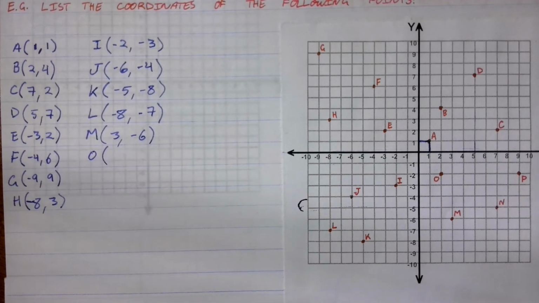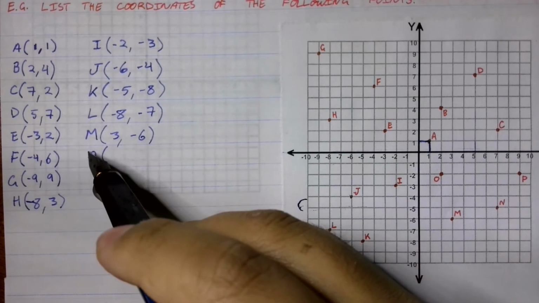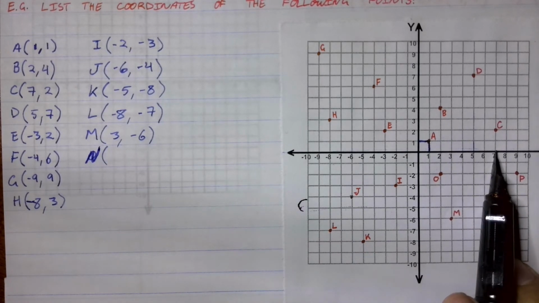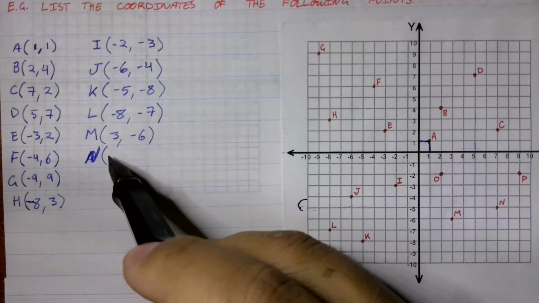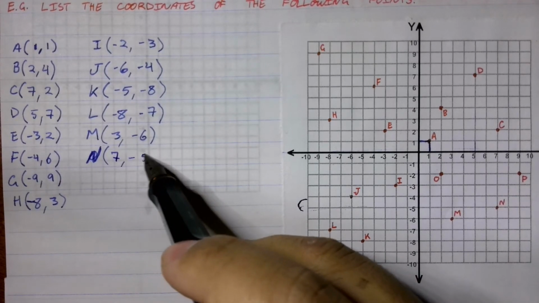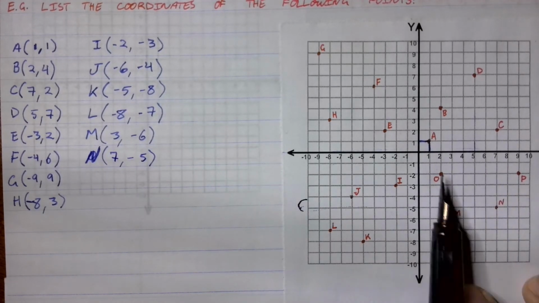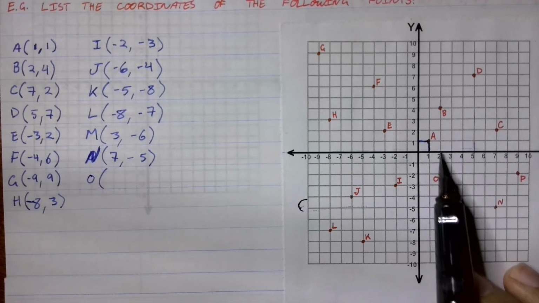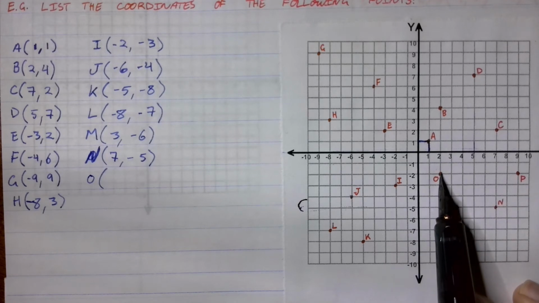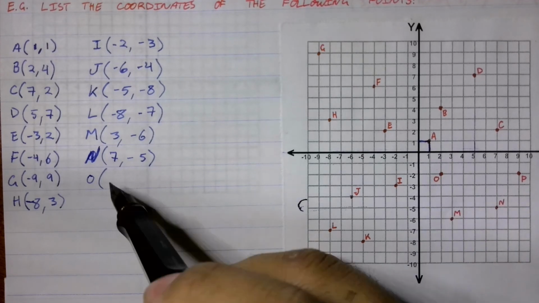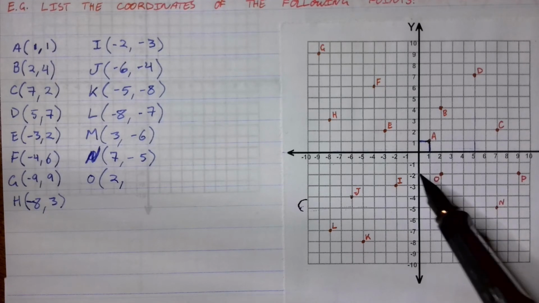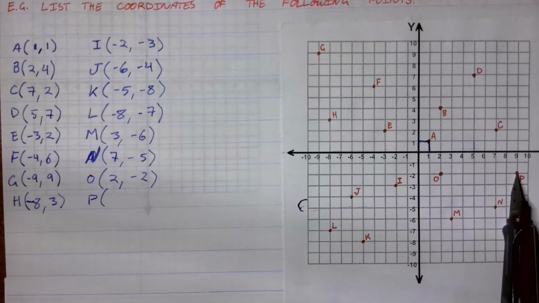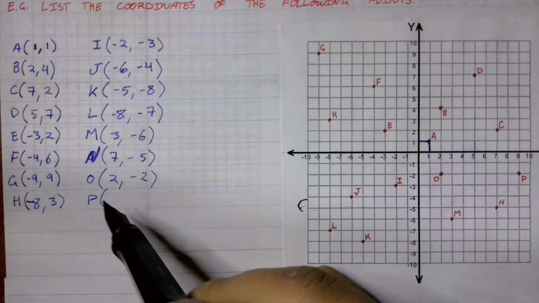Sorry, L, M, N, then letter O. N is 7, -5. O is, it's x-axis first, so it's 2, -2. And lastly, P is 9, -2.